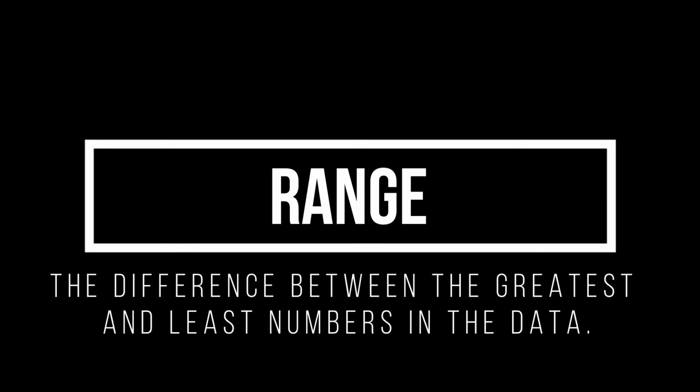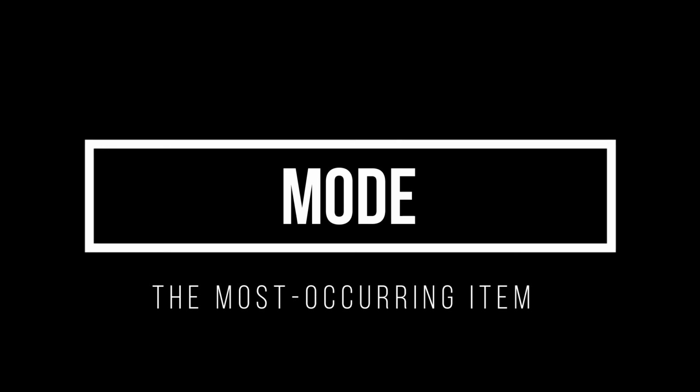This is the difference between the greatest number in the data sample and the least number in the data sample. That will tell you what the range is between these data samples. Next we have mode. This is the most occurring item. So if you're looking at your data sample and the number 7 shows up the most, that is the mode. Let's say, for example, you have the number 7 and the number 10 in your data sample and they show up the same amount of times and they show up the most. You can have bimodal, which is 2 modes in one data sample.